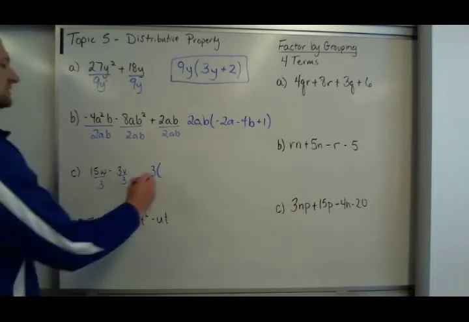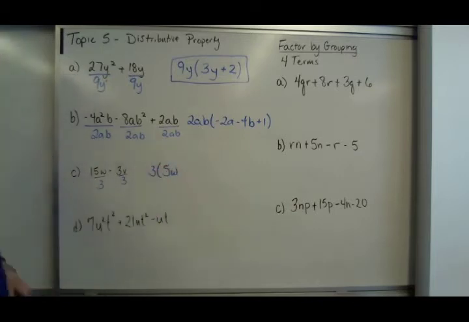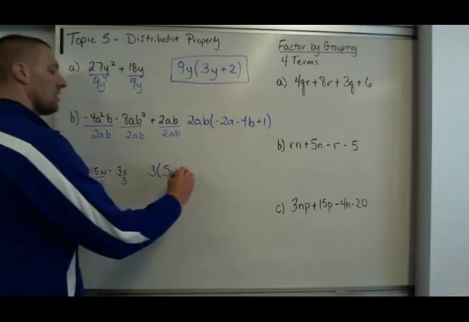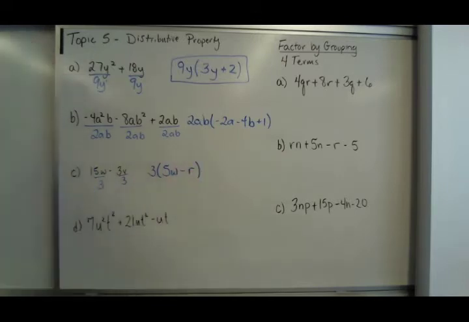So 15 divided by 3 is 5, and the W stays. The 3 divided by 3 is 1. You're left with your R, so it's 1R. And that is your final answer.